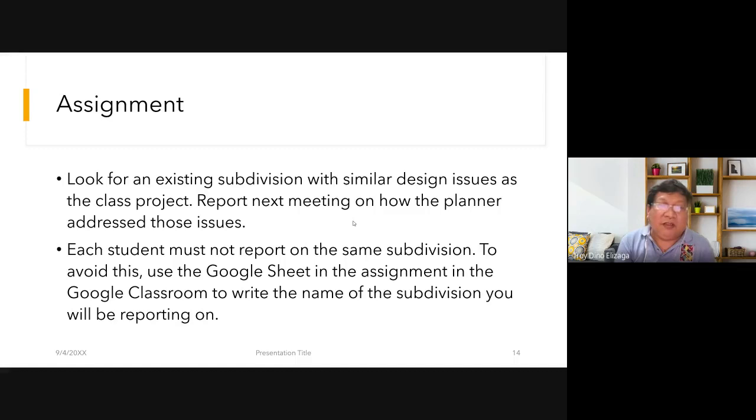But anyways, report next meeting on how the planner addressed those issues. So it's not a matter of getting a plan from the internet and then posting it. I will be posting an assignment in Canvas where you can submit. And then each student must not report on the same subdivision.